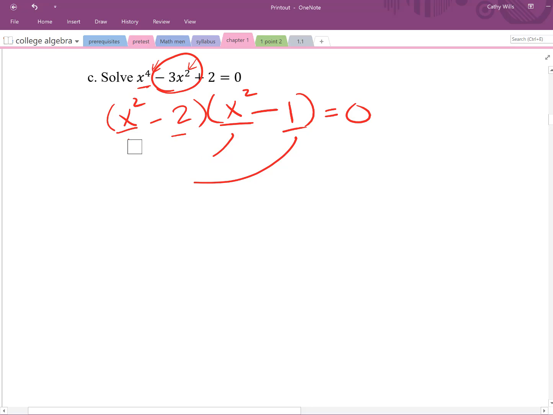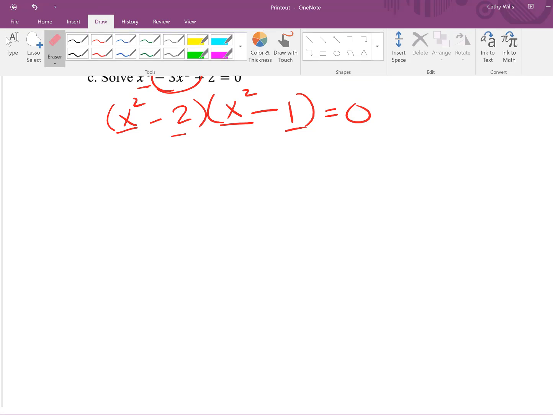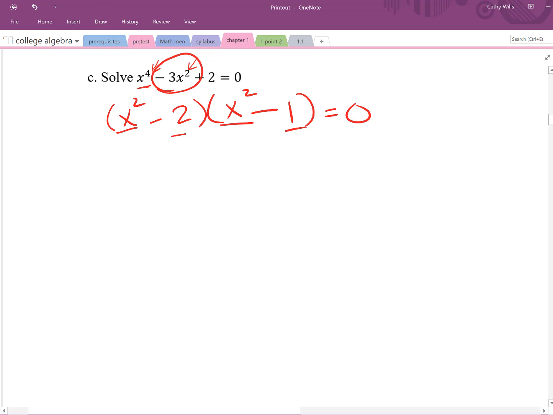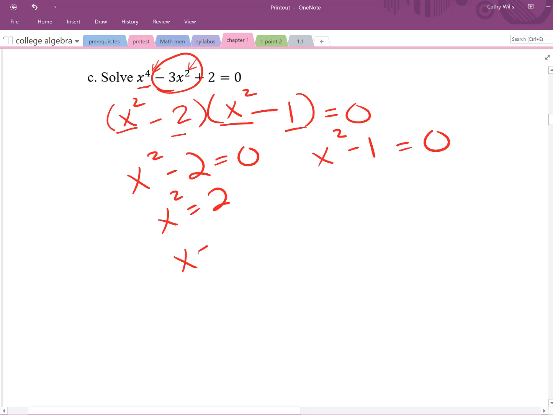So now you have two factors multiplied together that give you 0, and you know that one of them has to be 0. So either x squared minus 2 is 0, or x squared minus 1 is 0. Add 2 on both sides here. X squared equals 2. Take the square root on both sides. X equals plus or minus the square root of 2.